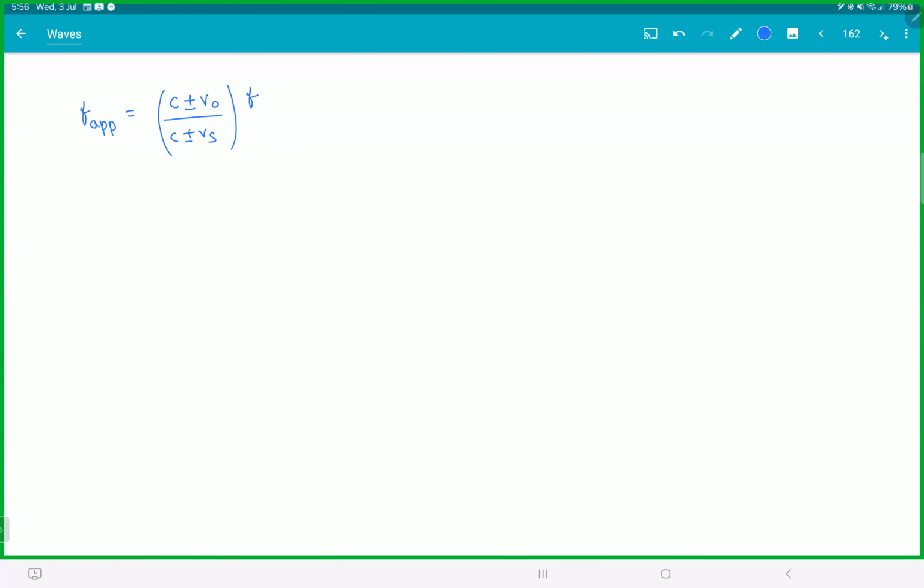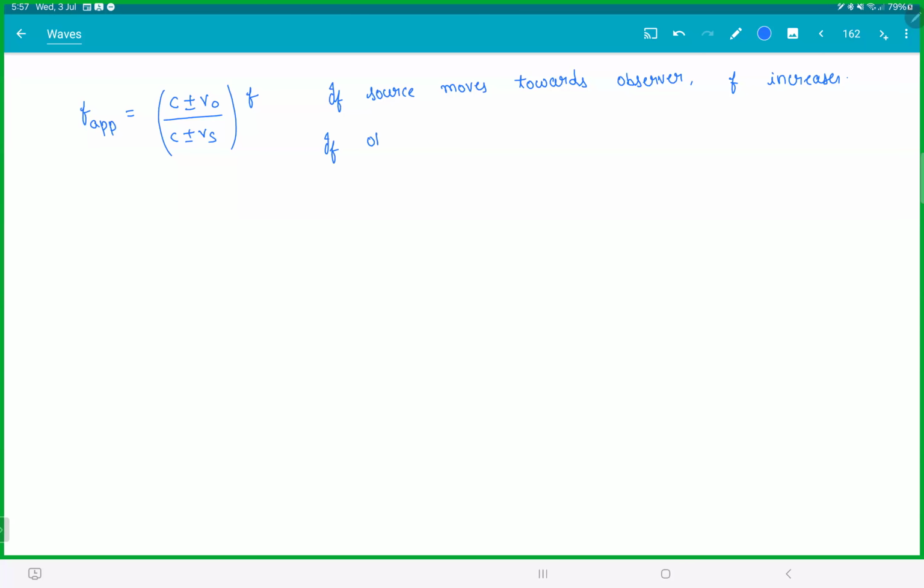Now, when to use plus, when to use minus. Now, this is not a concept as such. It is more of an intuitive thing. Just try to understand. If source moves towards the observer, what should happen? Frequency should increase. And where is the source there? Source is there in the denominator. So you need to understand, should I put a plus or minus sign? It's more of doing it intuitively.